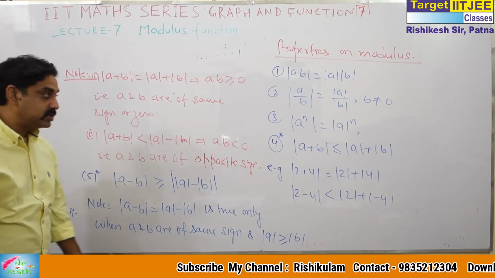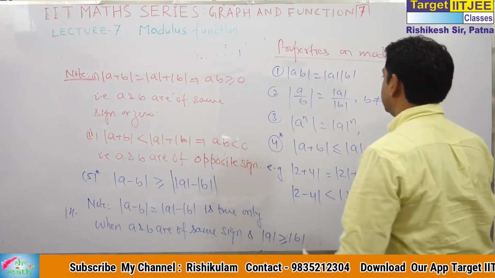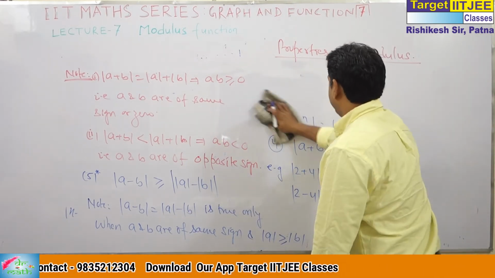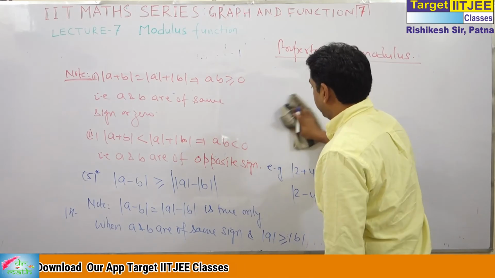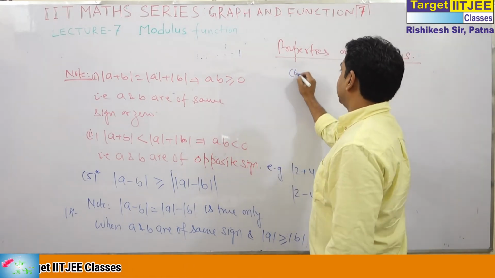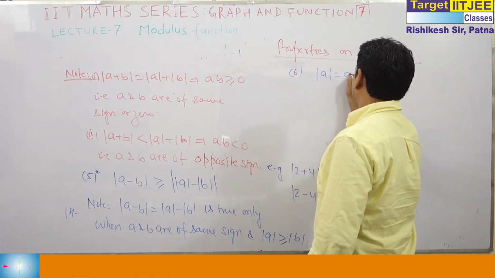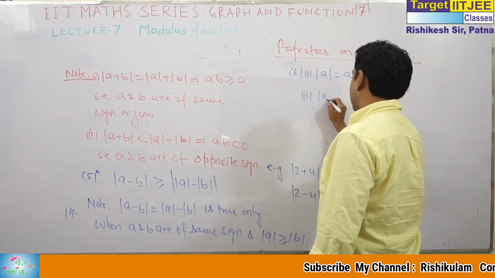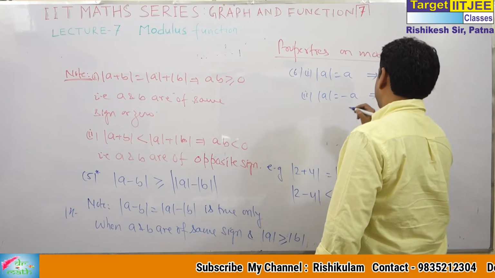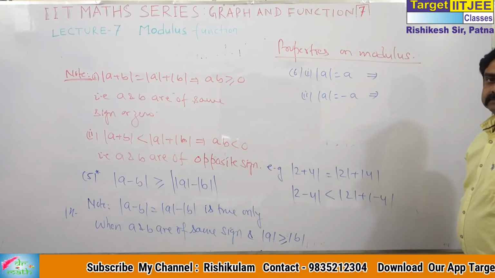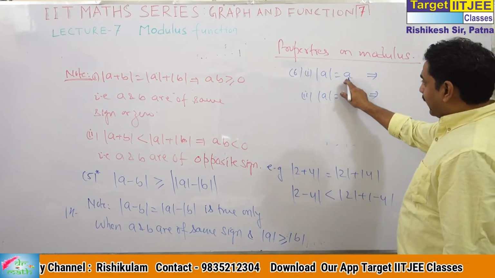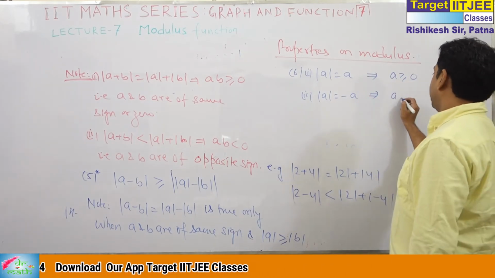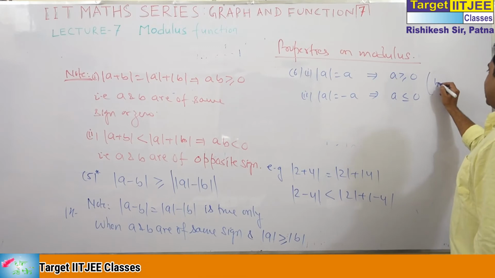There will be an interesting question. Now, let me write point number 6. Mod A is equal to A implies what? And mod A is equal to minus A implies what? So, mod A is equal to A implies A is greater than or equal to 0. And mod A is equal to minus A implies A is less than or equal to 0. This is by definition, nothing else.